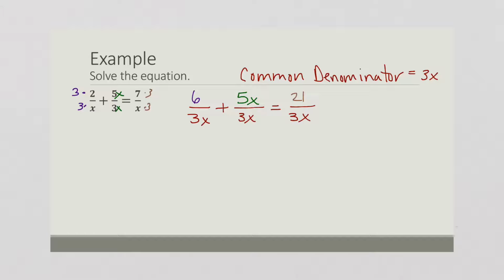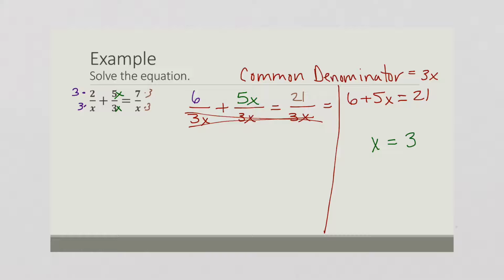Now the nice thing about rational expressions is once I have all of my common denominators, I'm going to cancel out the bottom, and it's going to go away. So I'm left with 6 plus 5x equals 21. This is an equation I know how to solve. Go through your opposite operations. You end up with x equals 3. Now I have to go back and make sure that 3 is a possible answer. Is it going to make my denominator 0? No. So 3 is my only answer to my equation.